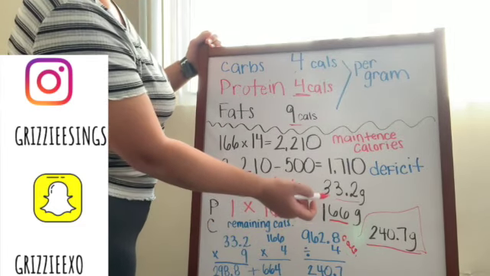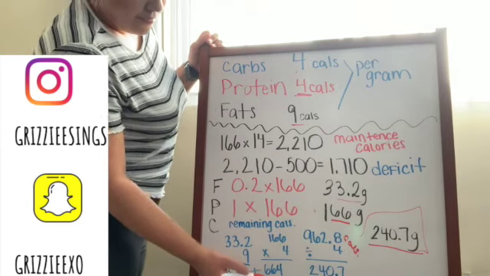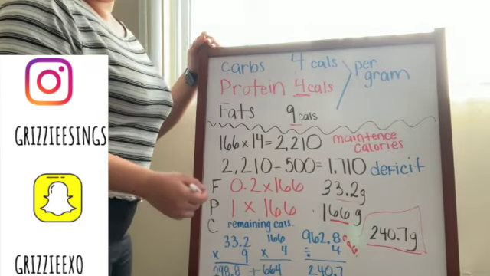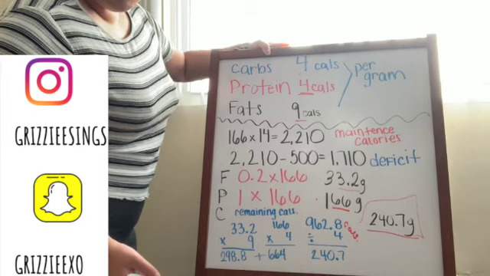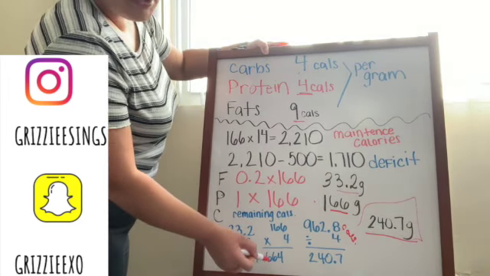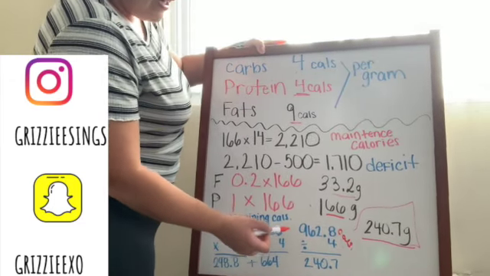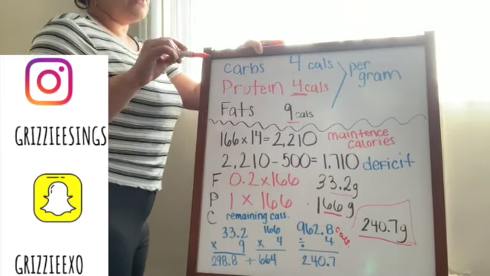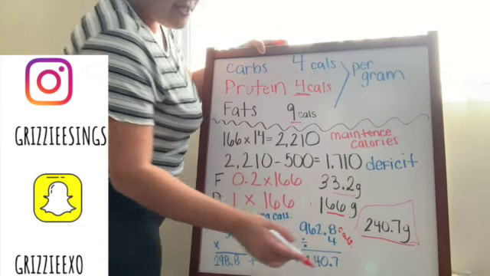So my protein intake was 166. We're going to multiply that by 4. And we get the number 664. So now the two numbers that I took from when we multiplied, which was 298.8 plus 664, we're going to add that. When you add it, you get 962.8 calories. So that means my leftover calories are 962.8.